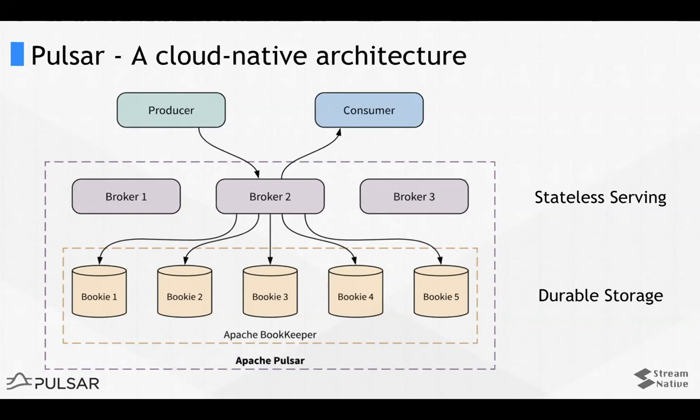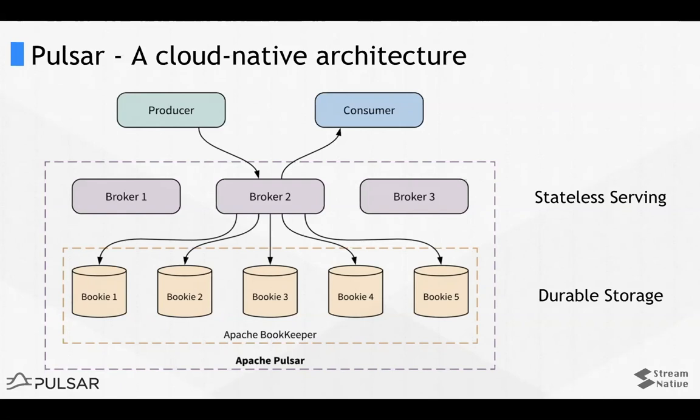And the other benefit is that you have two layers, so you can scale the layers independently. For example, if you want to store the data for a much longer time, you just drop in more bookies, which are the storage nodes. If you want to serve more producers or consumers, you can just drop in new brokers. So you can do a better job estimating all the capacity you need for your messaging data.